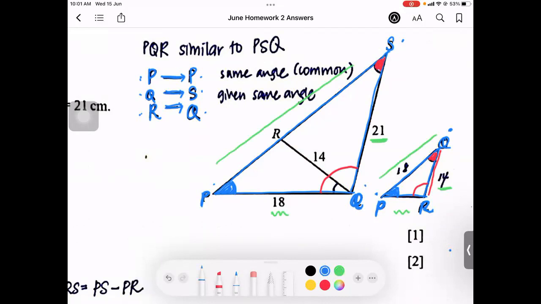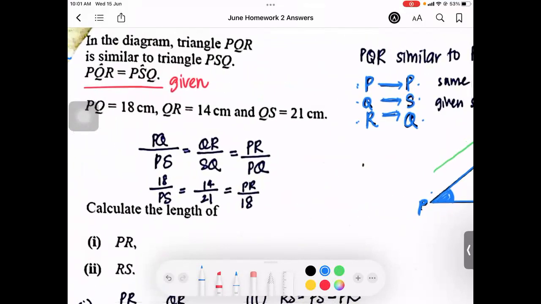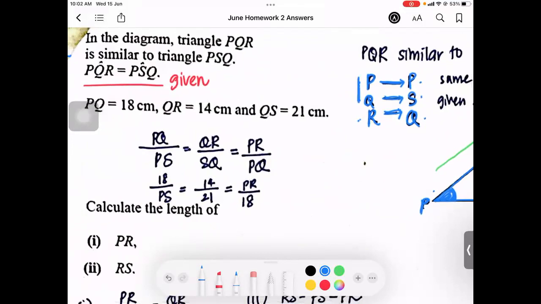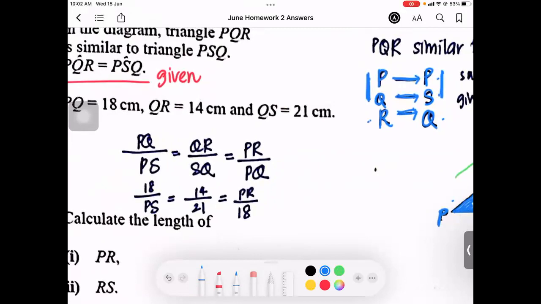So if let's say you're not able to observe through the diagram, it doesn't matter. We can use our labeling to help us find the matching pairs. First pair, PQ over PS. It doesn't matter if you write big over small or small over big, all the same. Just make sure you have the same direction. Big over small, then everything is big over small. Right? So in this case, I have PQ over PS. You notice I wrote it down here.